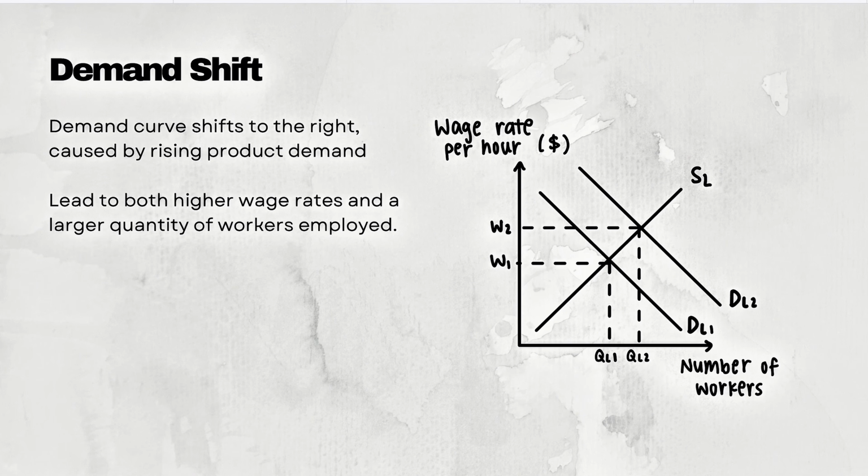In the case of demand shifts, the demand for labor shifts to the right from DL1 to DL2. An example of this can be the demand for lifeguards on the beach. During the summer months, there will be more demand for lifeguards as there are more people visiting the beach. Due to this increase in demand, this leads to both higher wage rates and a larger quantity of workers employed.